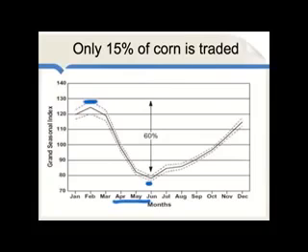In Malawi, only about 15% of the corn supply is traded. For the most part, it is grown by farmers and then consumed, but markets and institutions for trade are relatively weak in Malawi.